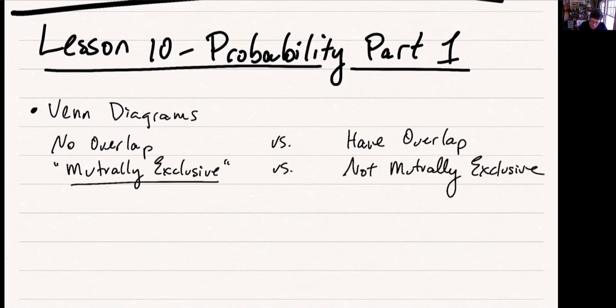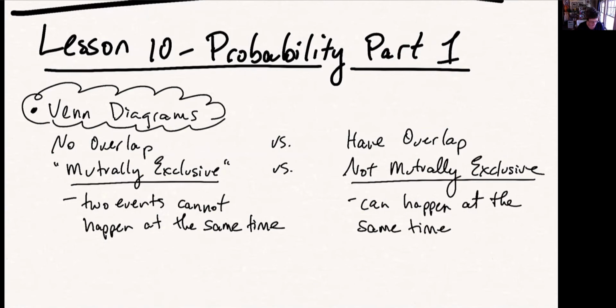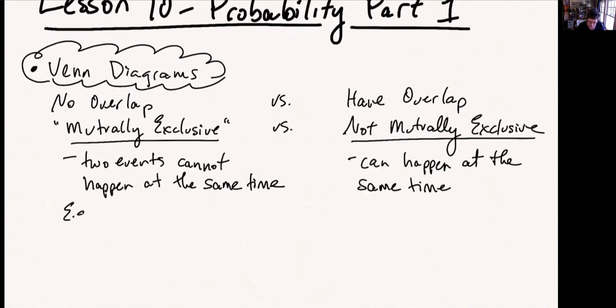And remember, what this really means is that if two events are mutually exclusive, they cannot occur at the same time. Whereas if they are not mutually exclusive, they can occur at the same time. Some examples of mutually exclusive events are things like: do you have kids or not? Either you do or you don't. Those are really things that are mutually exclusive.